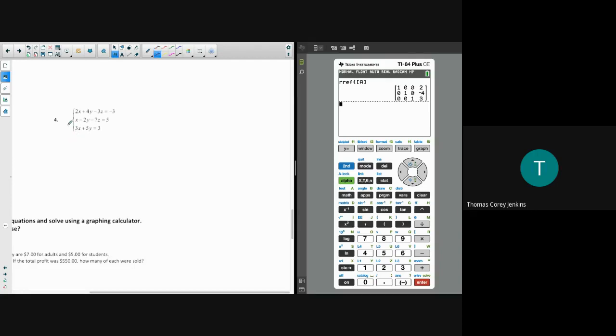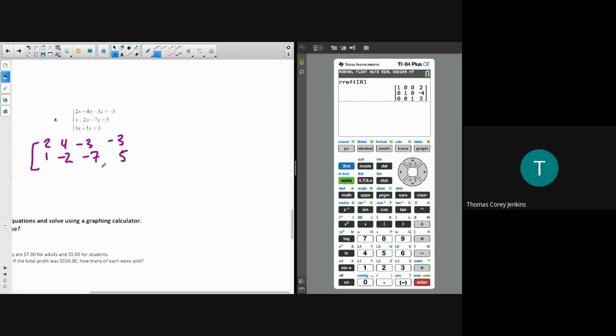Okay, so we have top row 2, 4, -3, -3. Next row, pretty easy too. So 1, -2, -7, +5. And then here's where people will mess up. A lot of people would just do 3, 5, 3. All right, so that would not work.